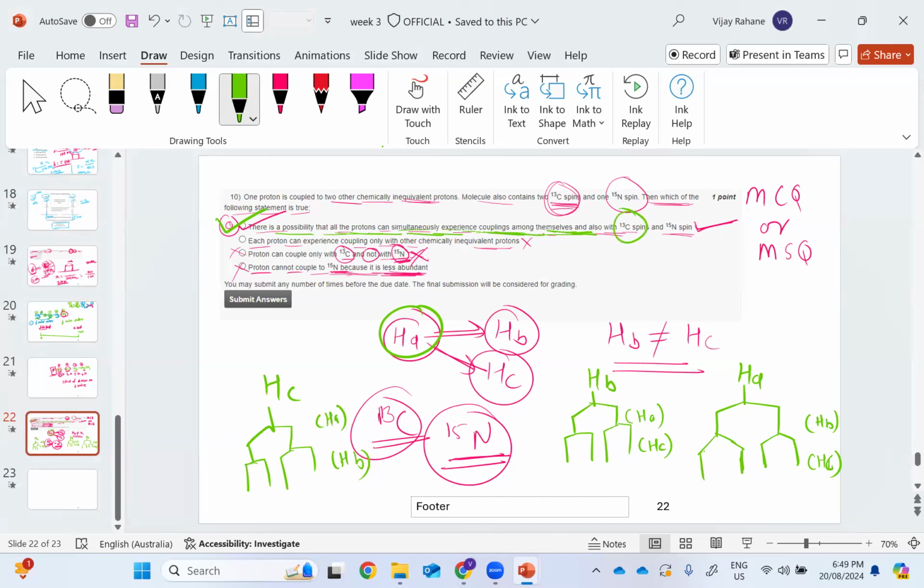And also these are magnetically active. Ha, Hb and Hc can all show simultaneous coupling with carbon 13 and nitrogen 15.